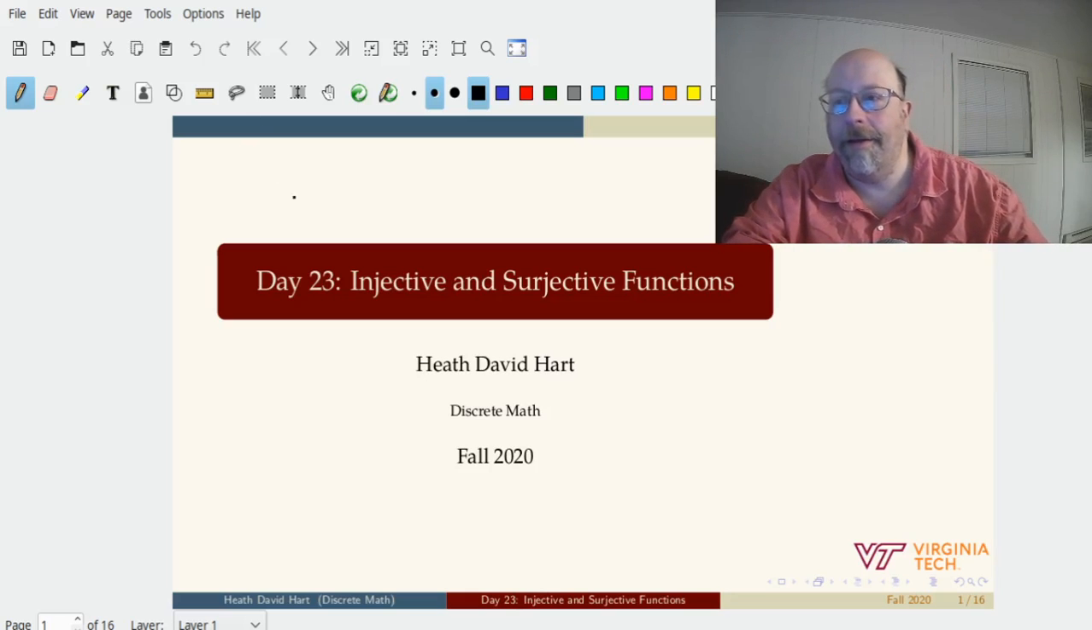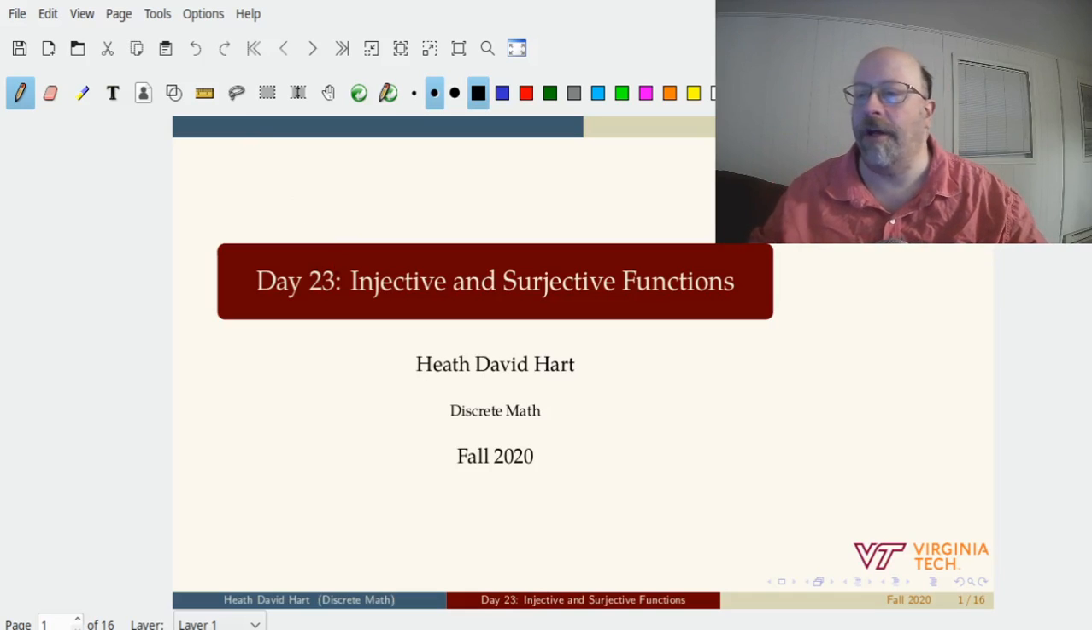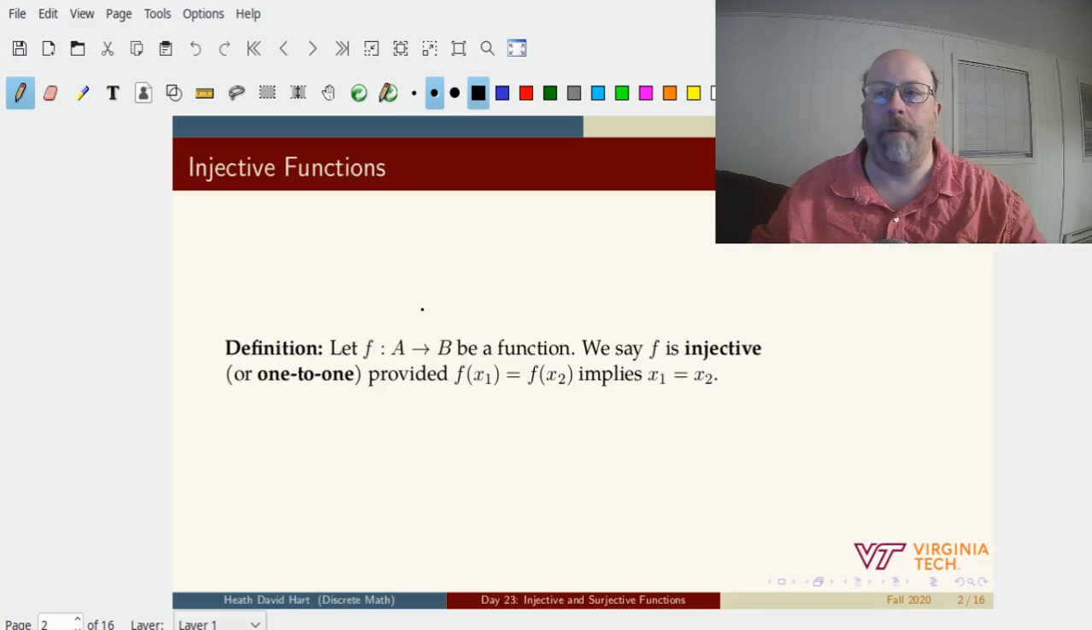Welcome back. We're starting the notes on injective and surjective functions. Let's go ahead and get started. What do we mean by injective?